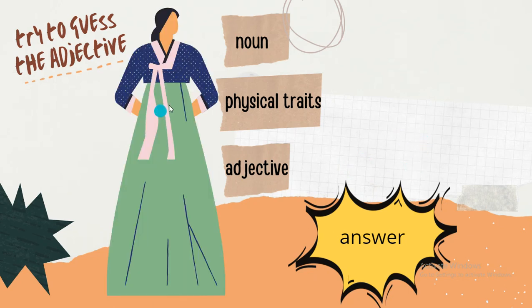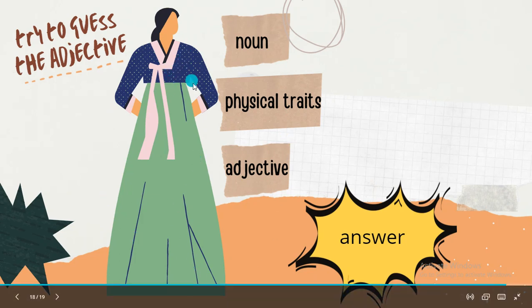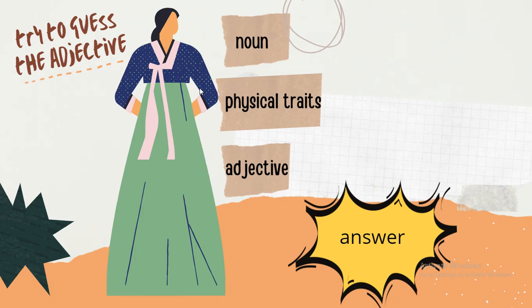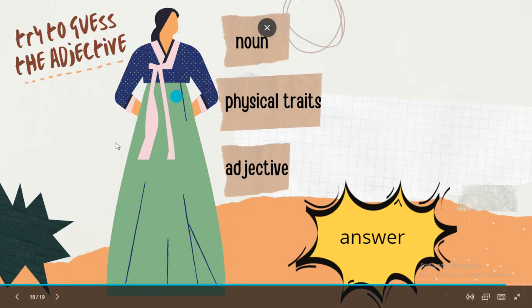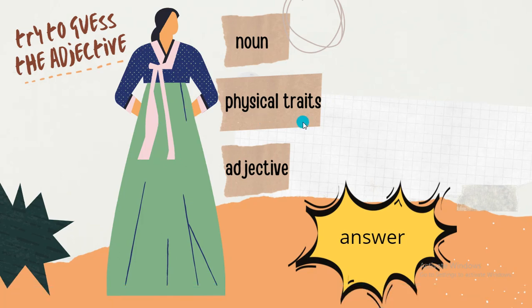Okay, try to guess this adjective here. Of course, this is a lady, but you can't really see if she's pretty or not. Physical traits, maybe we can focus on the clothes. Okay, what kind of clothes is this? This is a humble. Very good. Okay, what is the adjective for the humble? Maybe we can use the pattern here or maybe the color. Okay, you can say it is a blue and green humble. Okay, it's up to you, but make sure you describe the physical thing that you can see with your eyes.